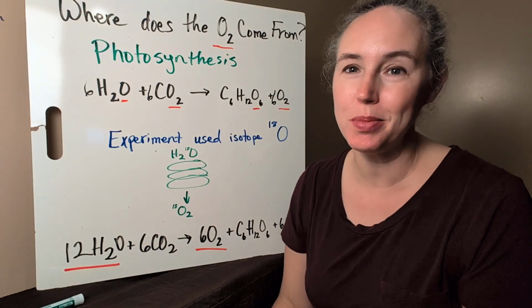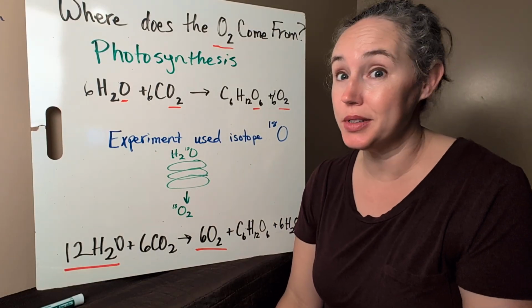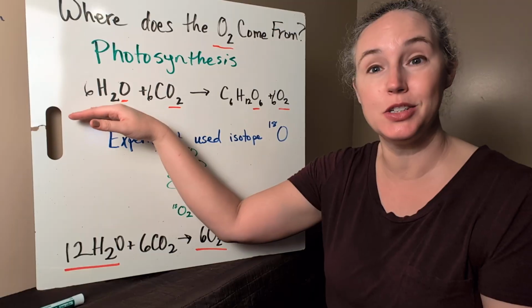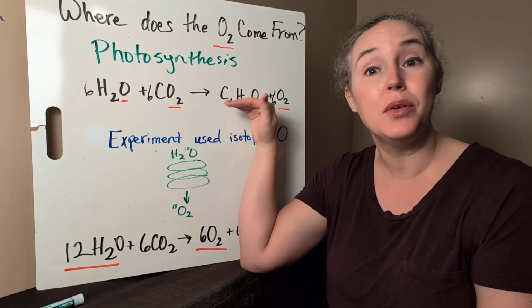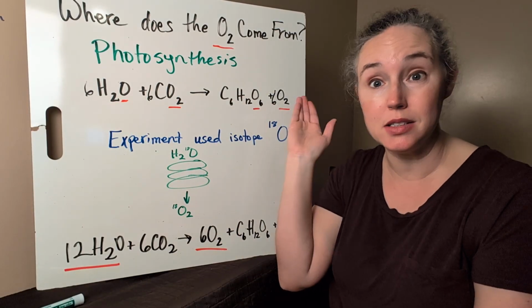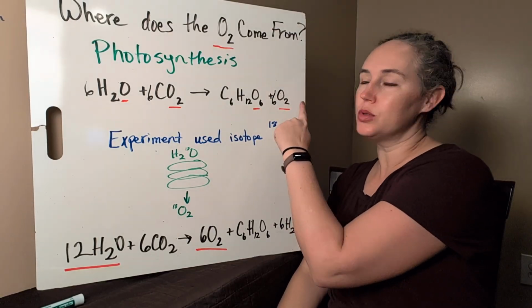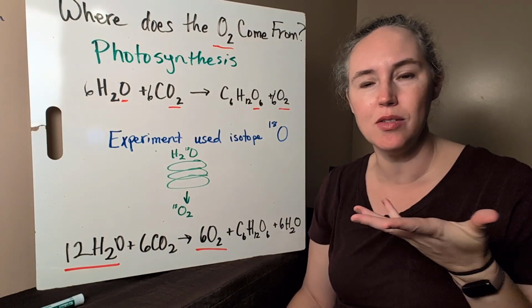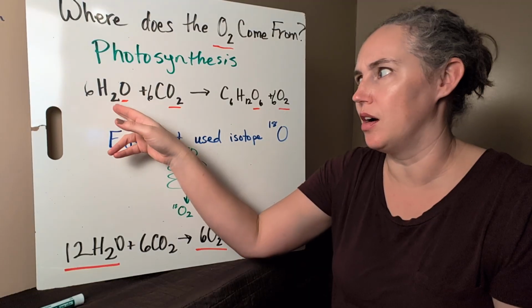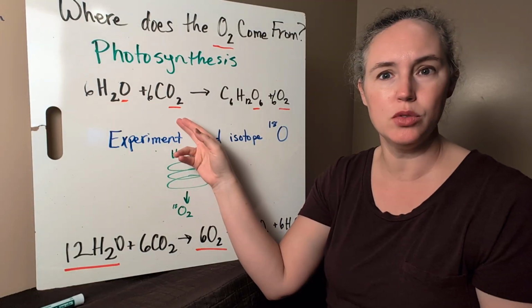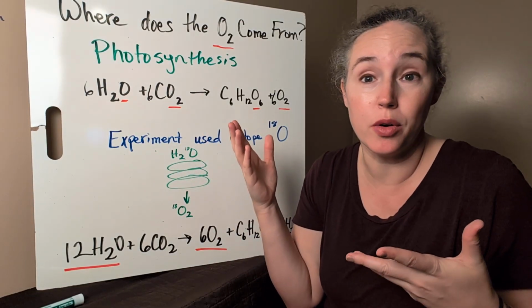In middle school, we probably learned that the general equation for photosynthesis is 6H2O plus 6 CO2 equals 1 glucose and a waste of 6 oxygen. But this O2 right here, where does it come from? Does it come from the water or from the CO2? Or a combination of both?